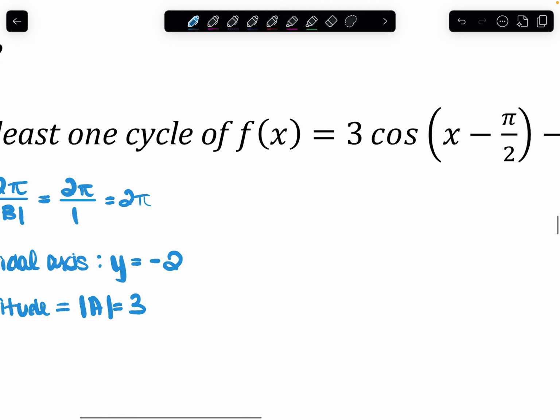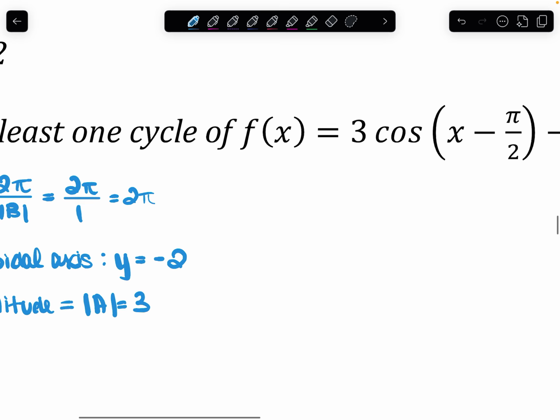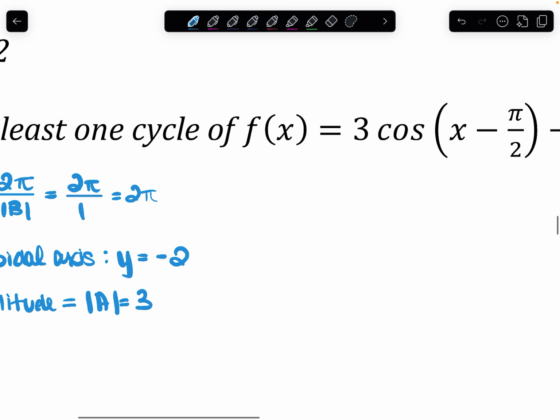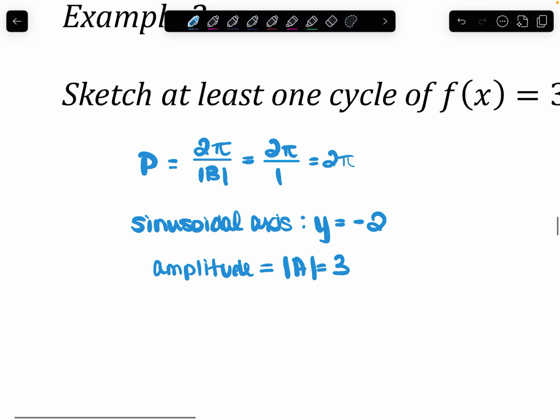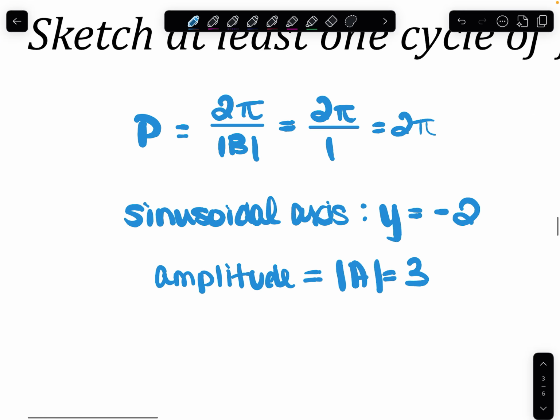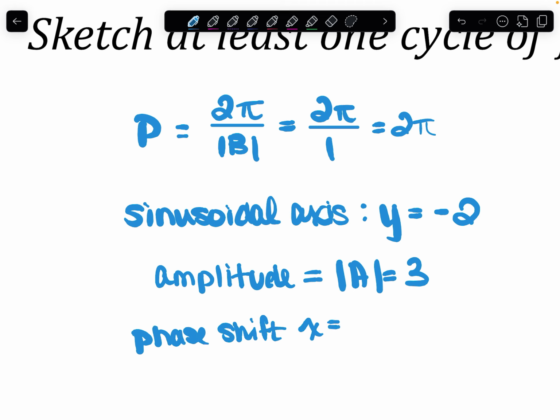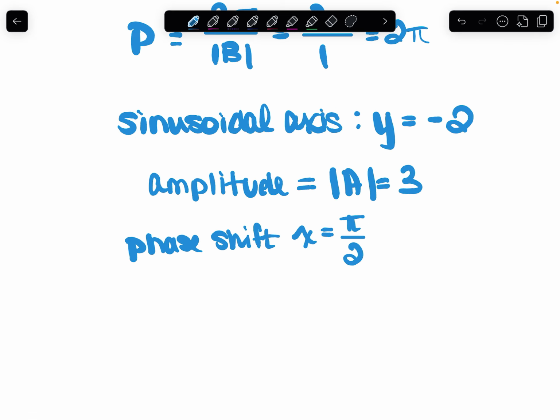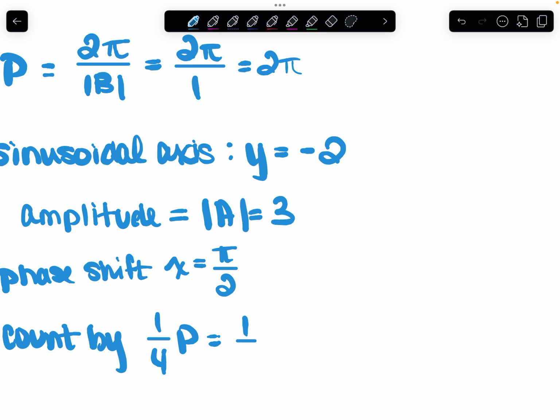Then we need our phase shift. Our phase shift, remember, it's x minus in the formula. Minus go right, plus go left. So our phase shift is, we're starting at that critical value, x equals pi halves. All right, so now we need our count by. There are 4 unique critical values in cosine, just like sine. So we take the period and divide it into 4. So 1/4 of 2 pi, which is pi half. So we're counting by pi half.